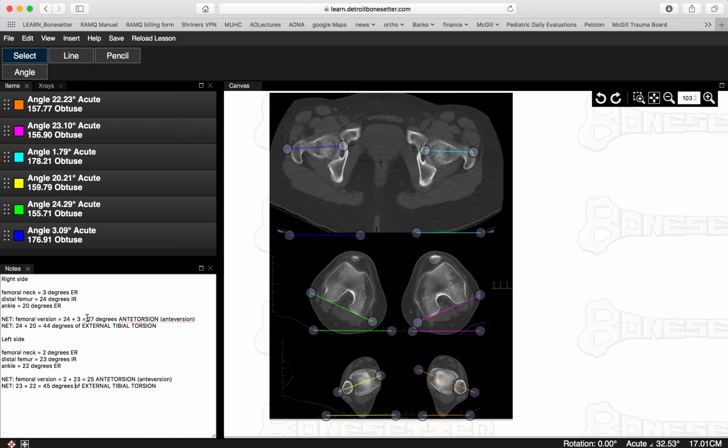So you can see here the patient has 27 degrees of antetorsion or anteversion on the right side, 25 on the left. Those are symmetric. Patient has 44 degrees of external tibial torsion on the right and 45 on the left. So pretty symmetric patient, and that's one method of obtaining rotational assessment using axial CT scans.